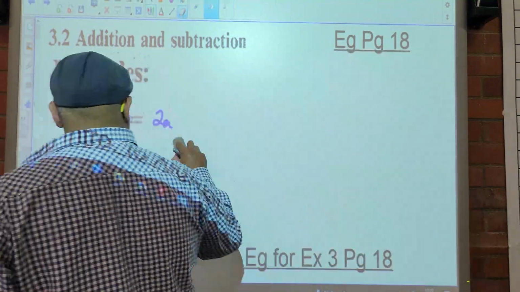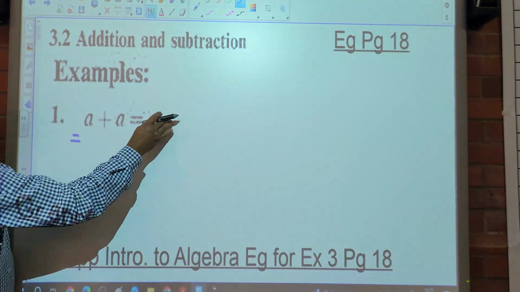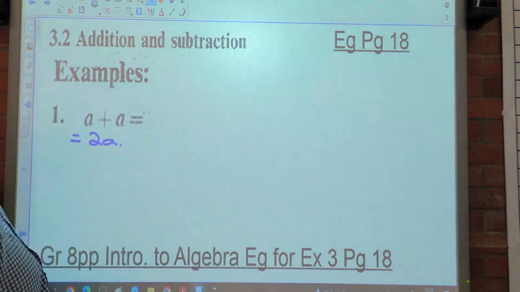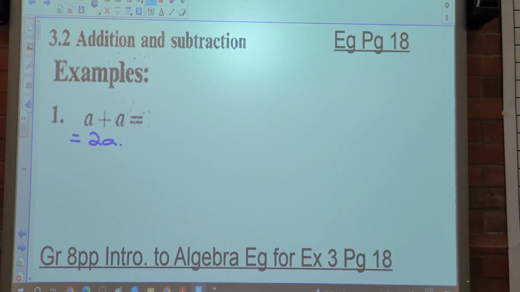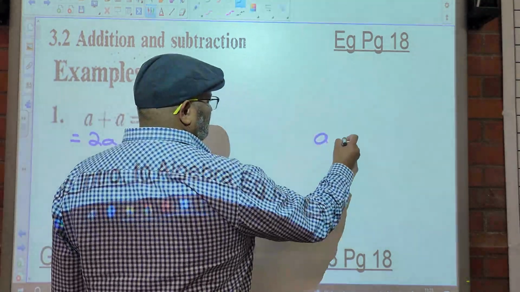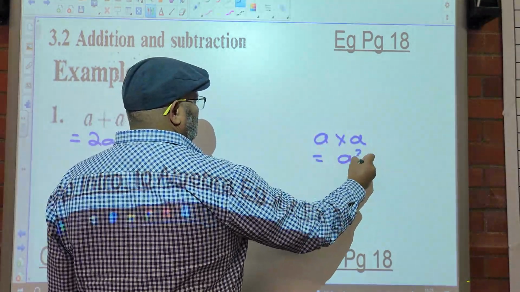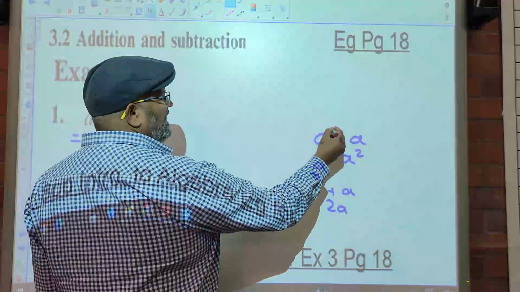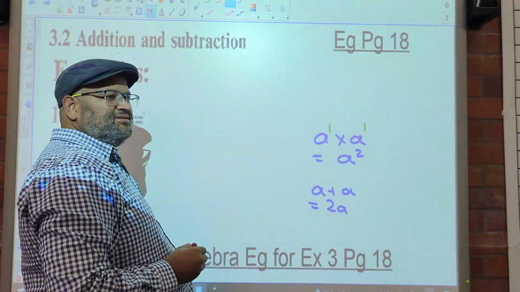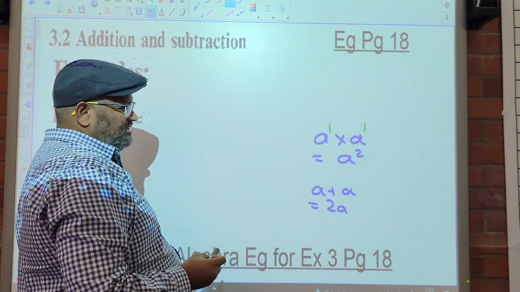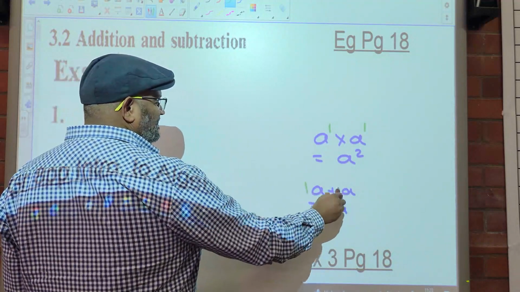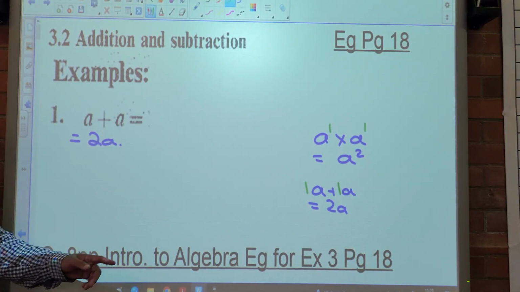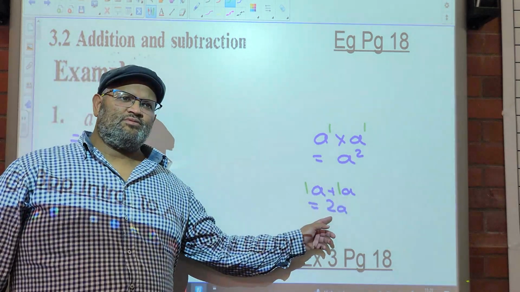Okay, I think I must write it at the bottom because when I mark most of your books, you guys have written it on the side. Okay. A plus A is 2A. See any confusion there? Remember, if it was A times A, what is A times A? A squared. But A plus A is 2A. You see, when you're multiplying, you're adding the exponents, the indices. But when we add, we add the coefficients. You see that, people? So what is 1 plus 1? 2. Okay.